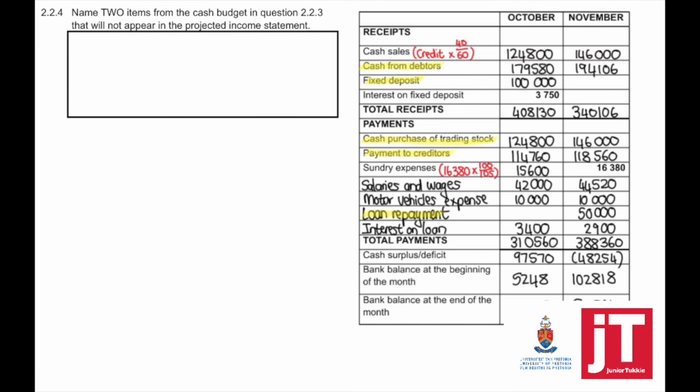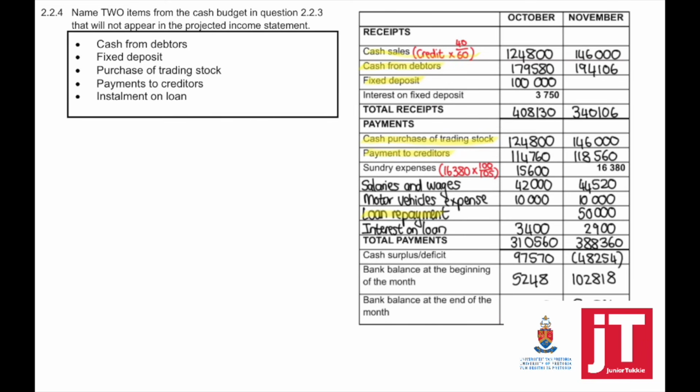It's not an income, it's not an expense. Cash purchases of trading stock will not appear in a projected income statement, and payment to creditors, no. The same as with loan repayment. So these are all my options that I could have written down. They said only mention two. So any one of those, any two of those would have been acceptable.